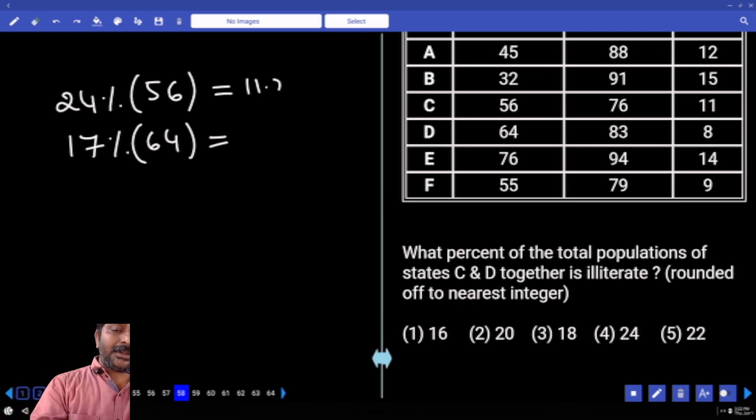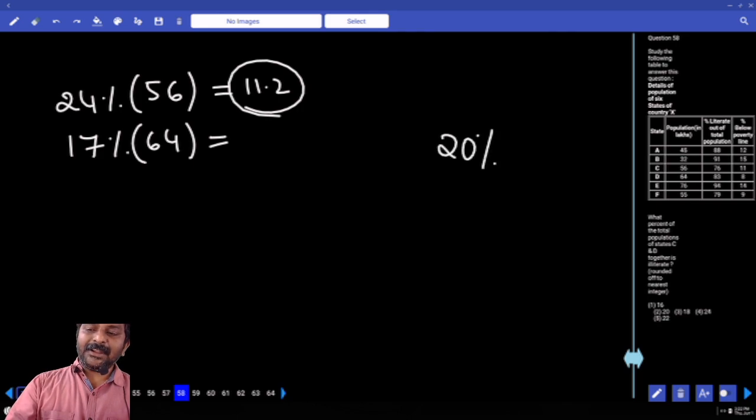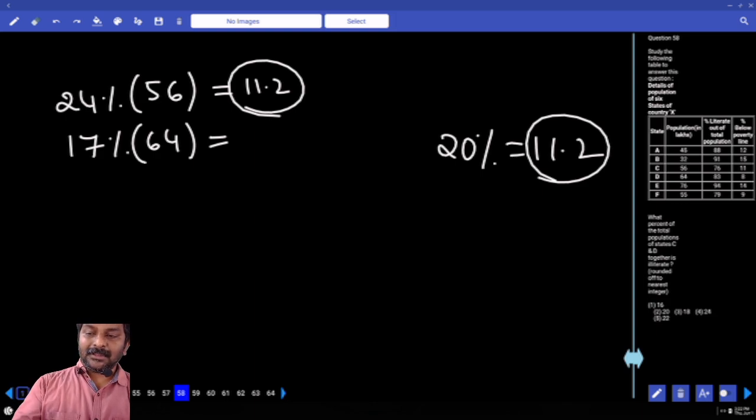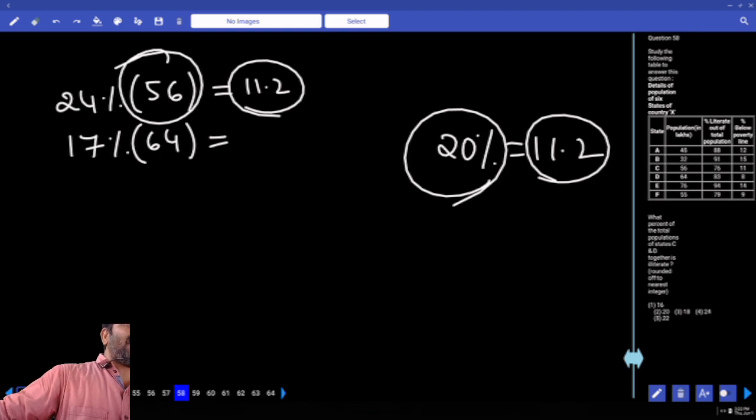20% is 11.2. Then what is 10% of that number? What does 1.12 become? 20% is 11.2, right? 10% of this number? Come on. Then 2% value is 1.12, right? You don't have to go here, you need not calculate 1% and double it. 20% means 10% times 2, 30% means 10% times 3, 40% means 10% times 4, something like that, right?